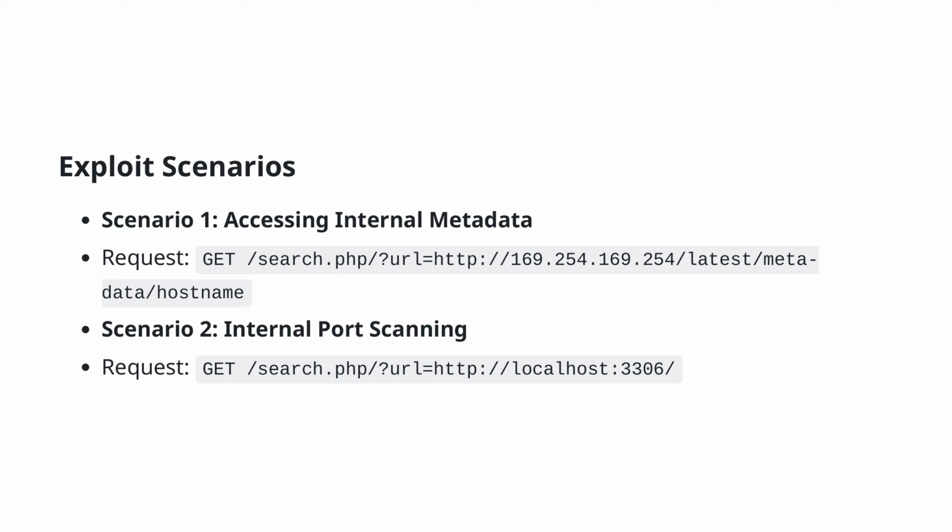Specifically, by making a request to a URL such as http://169.254.169.254/latest/metadata/hostname, sensitive data like the hostname of a cloud instance can be retrieved.